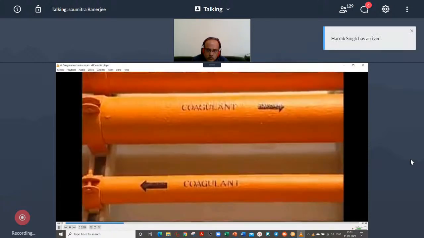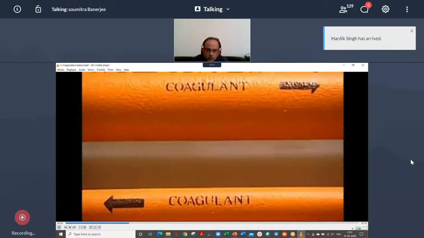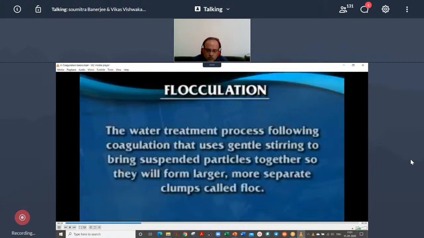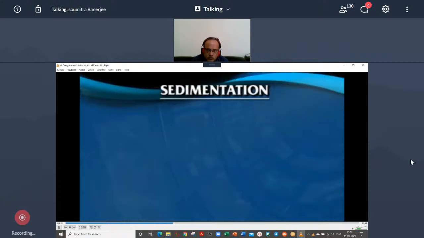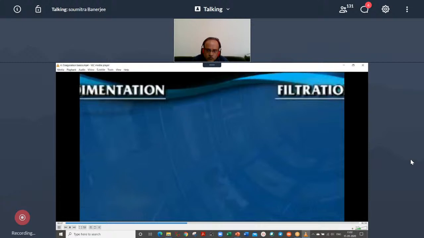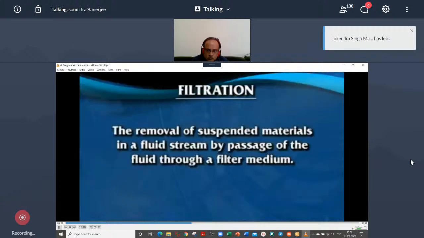Flocculation, the water treatment process following coagulation, uses gentle stirring to bring suspended particles together so they will form larger, more separable clumps called floc. Sedimentation, a treatment process using gravity to remove suspended particles. Filtration, the removal of suspended materials in a fluid stream by passage of the fluid through a filter.